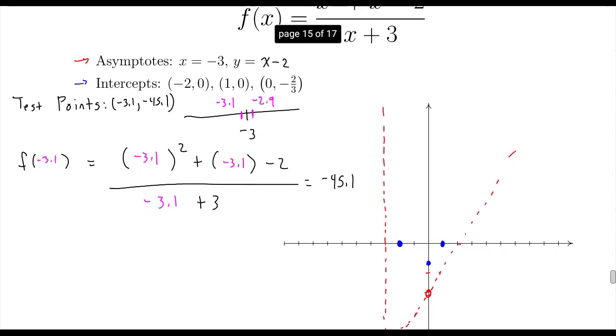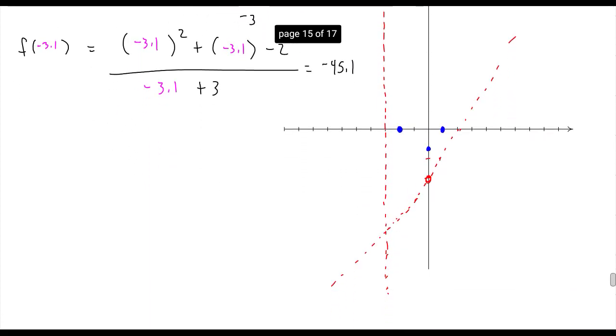So if I try to plot that point, we're just going to say that that is way down here somewhere. Okay, which is now enough information for me to know that my graph is something like that. Kind of stuck there. Can't really get out of that little range. Okay, now let's figure out what happens if I plug in -2.9.